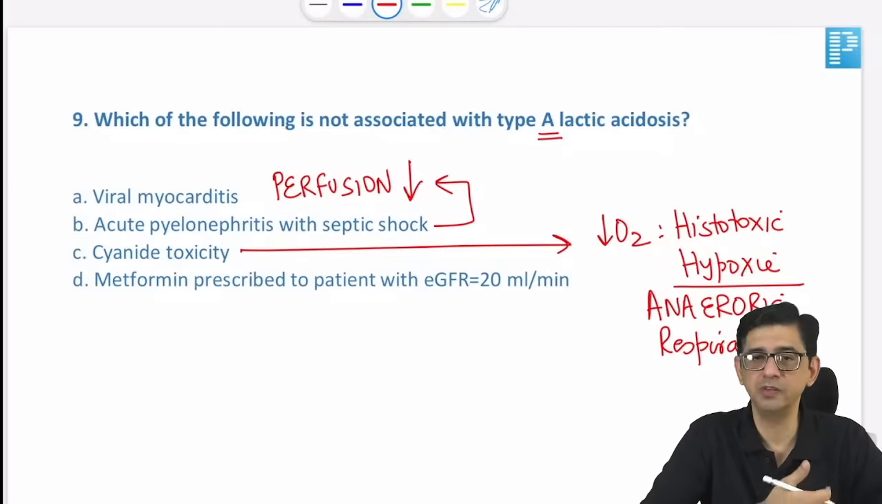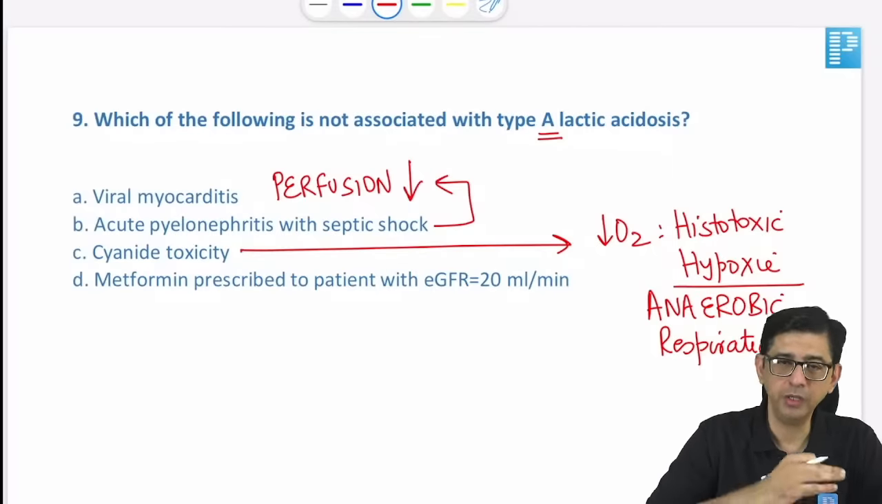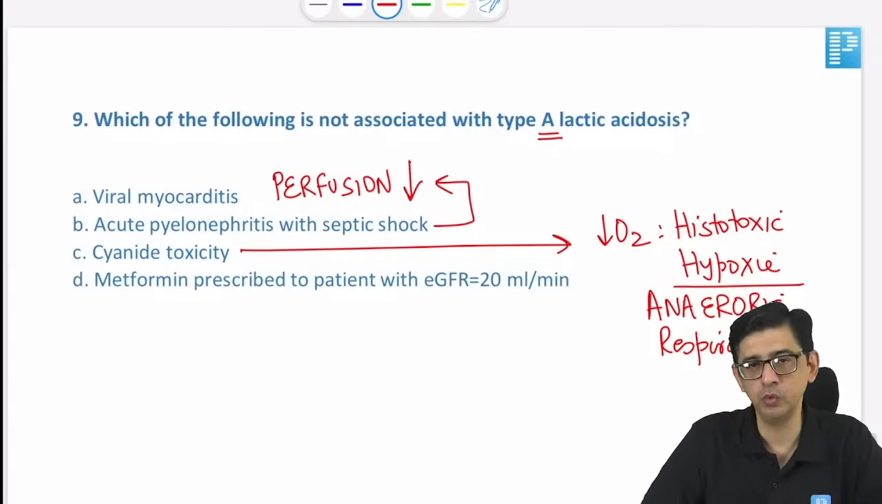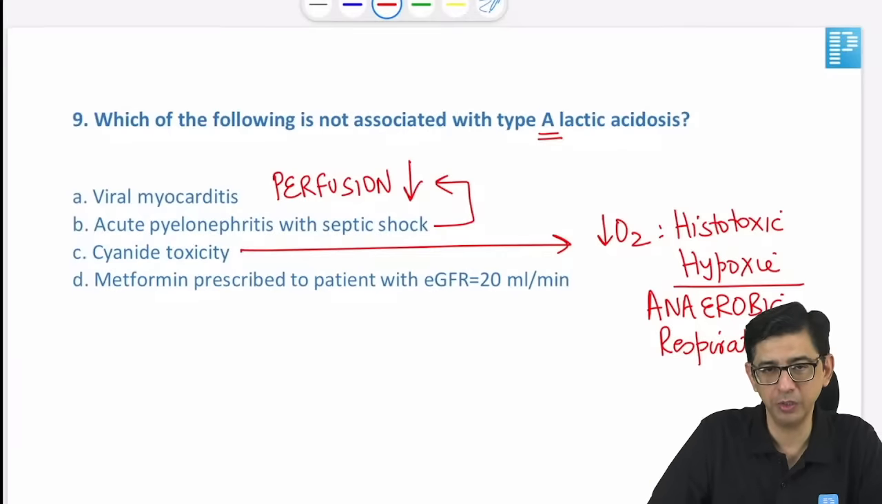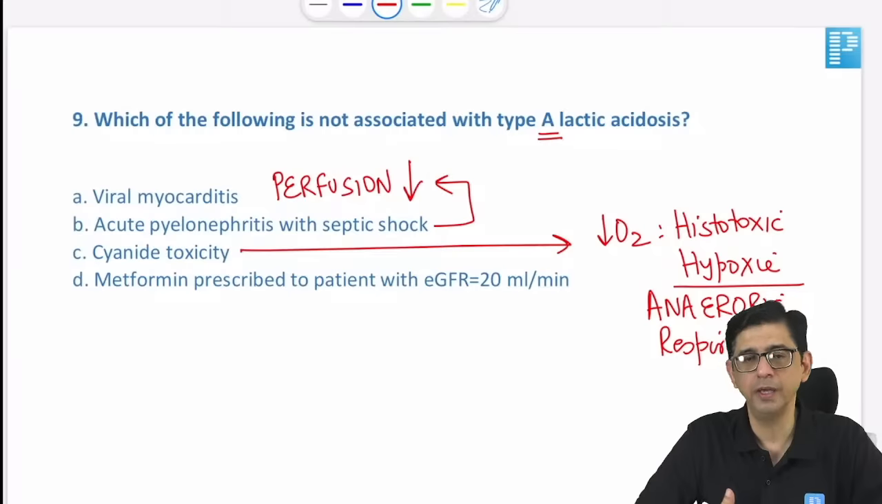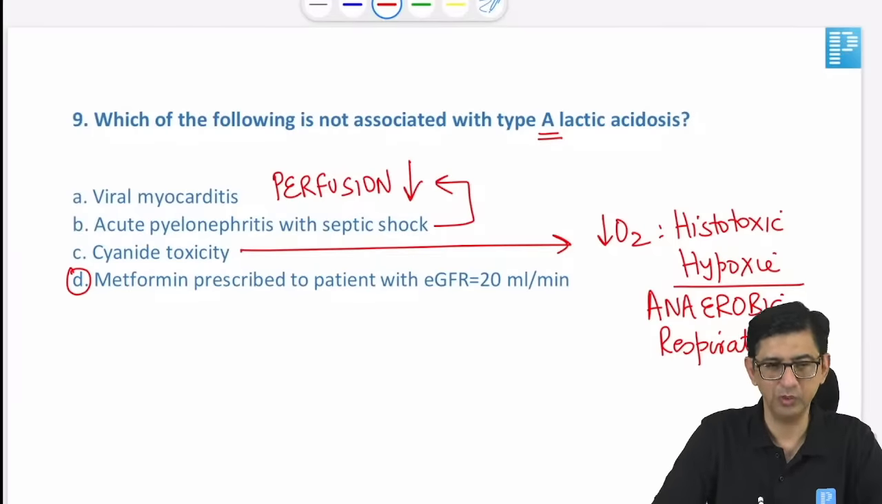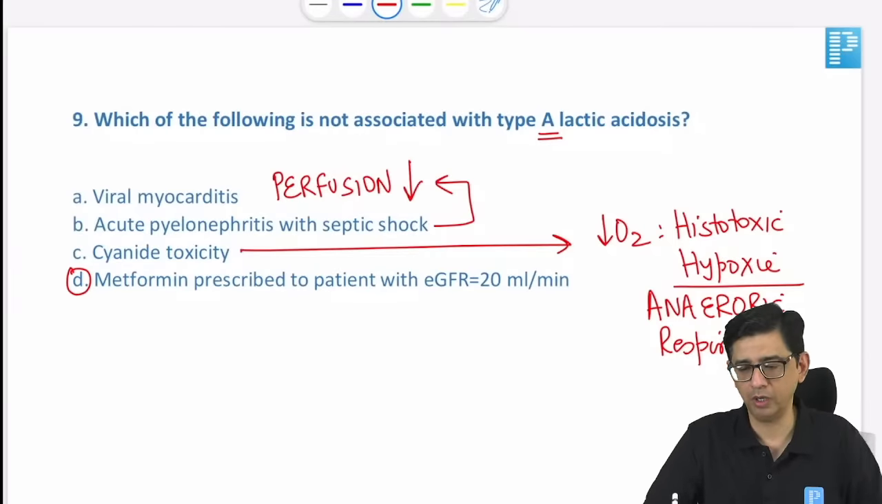It's an artificial classification that has been made. The concept is that type A is used whenever there is underperfusion of tissues or there is less availability of oxygen to the tissues. And type B is for metabolic reasons. Type B is for if drugs are responsible, or renal failure or diabetic nephropathy is responsible. So this was a quick spotter that you guys were able to pick up. The answer to this question is option number D.